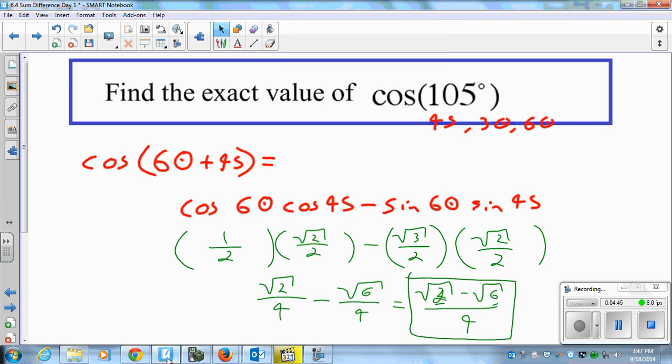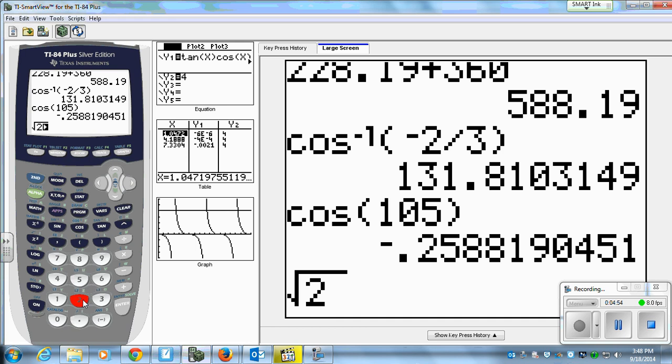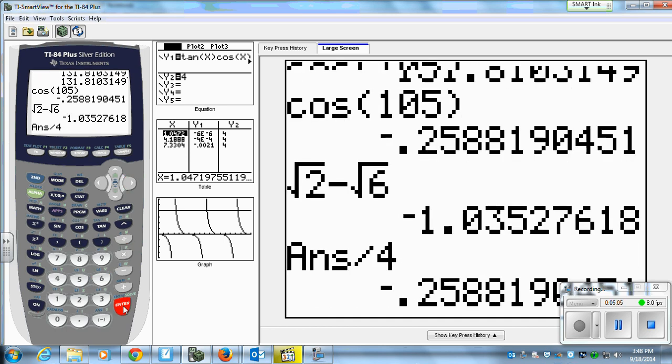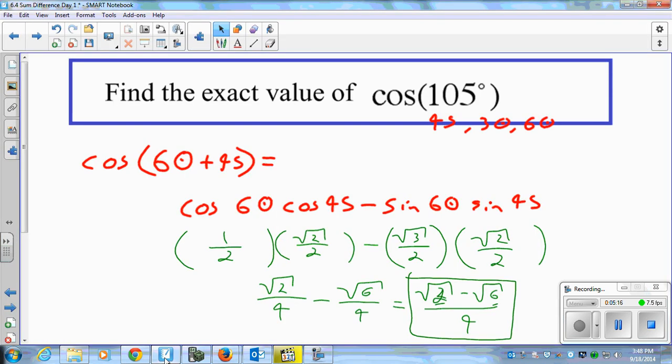Nice thing is with these, we can always check our answer and do our square root of 2 minus square root of 6, get that value, divide that whole thing by 4, and you can see I got the same answer as I did with my calculator. All right, so that's using cosine.